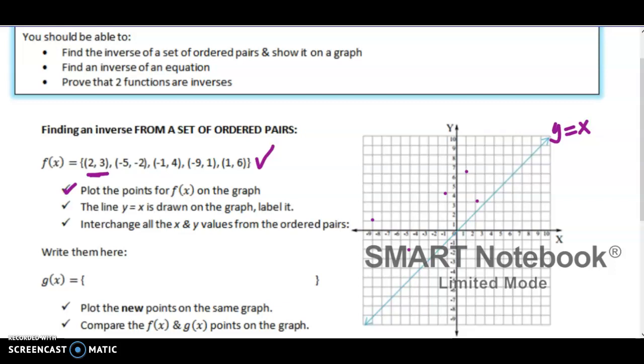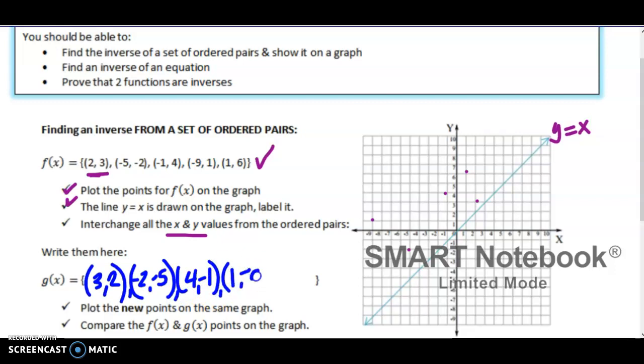The next, it says to interchange all your x and y values. Interchange means switch them with one another. So if I switch them, then the first one I have here would be 3 comma 2. The x number becomes the y number and vice versa. So -5, -2 is next. 4, -1. And you can see I'm not changing anything other than their order. Like the values of them are staying positive and negative as they were.